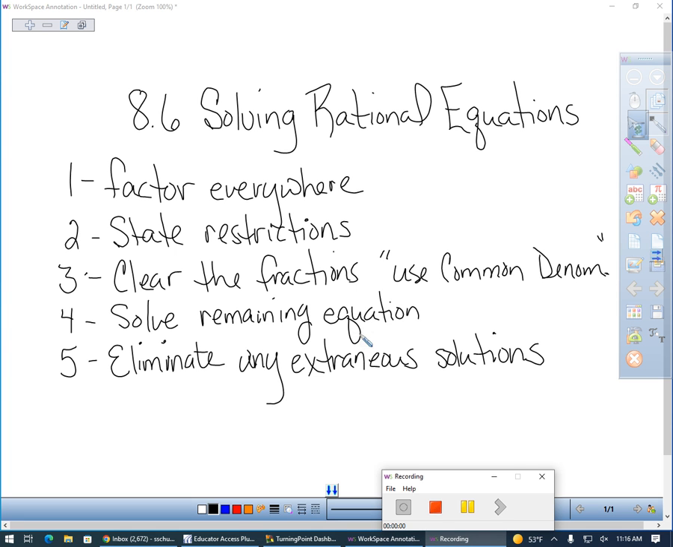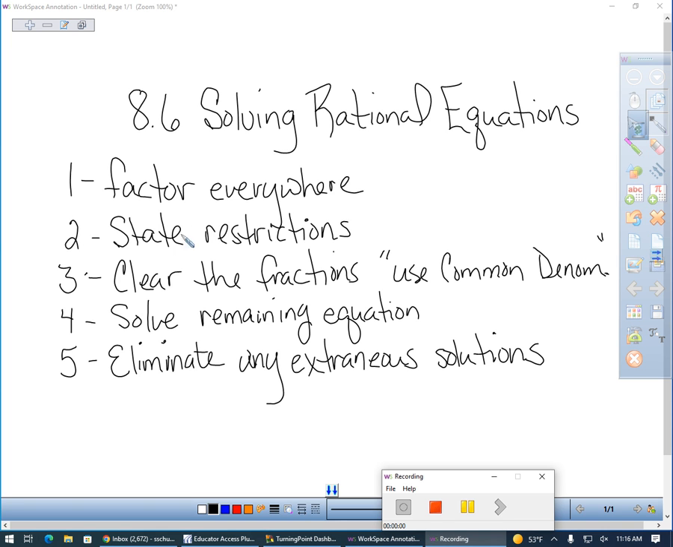All right, today we're going to talk about solving rational equations. And I want to remind you that a rational equation is an equation with a fraction in it. And so here are the steps we're going to start with today. One, we're going to factor everywhere. We've been doing that for the last couple weeks, working with rational expressions. Today we're going to add in that equal sign.